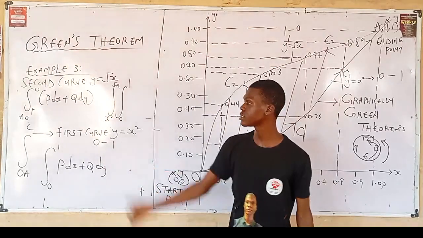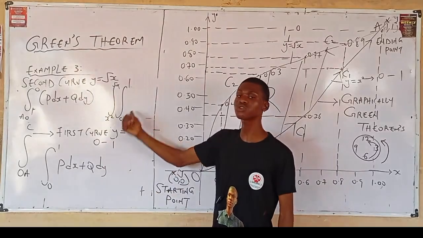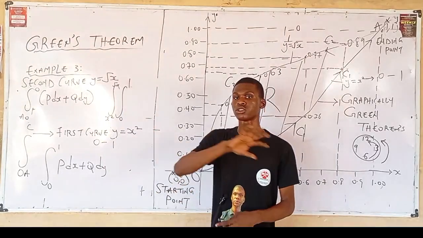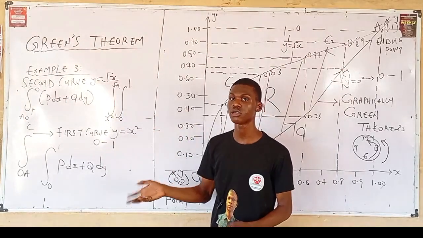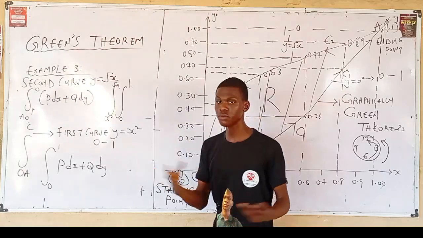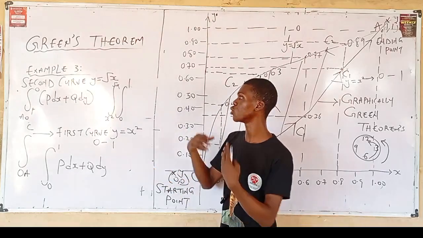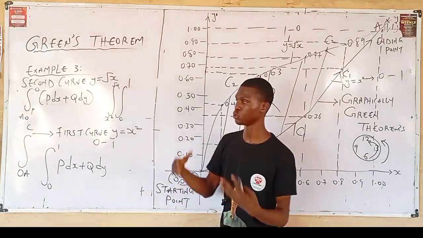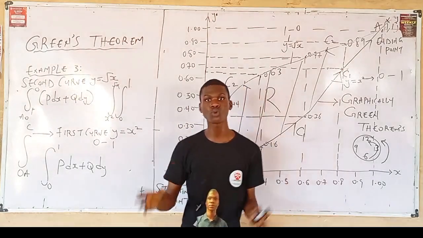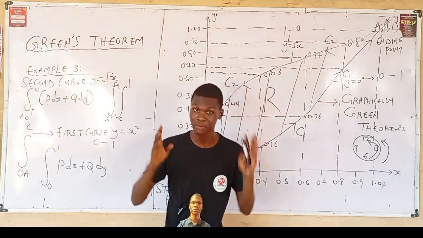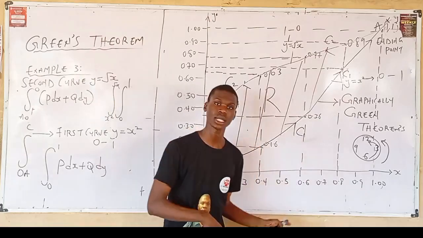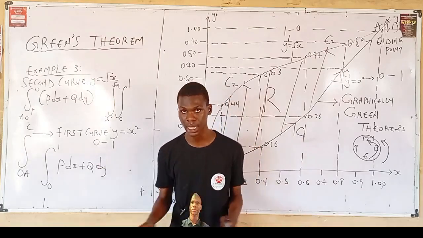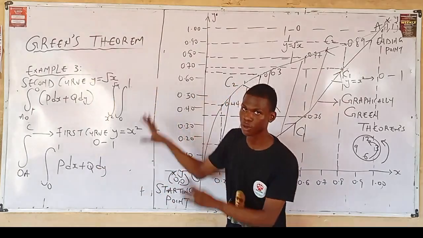Meaning you are done answering that question using line integral. Similarly, for this first one, you are going to integrate with respect to y, substitute your lower and upper limit, then integrate with respect to x, substitute, and you get your answer. So if they are equal, it means Green's theorem is verified for that question. If otherwise, Green's theorem is not verified. So let's see how we evaluate this.